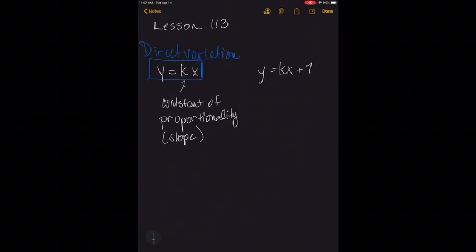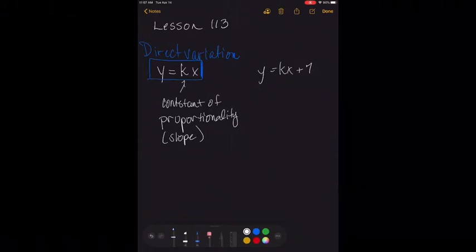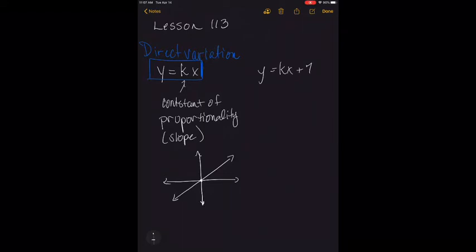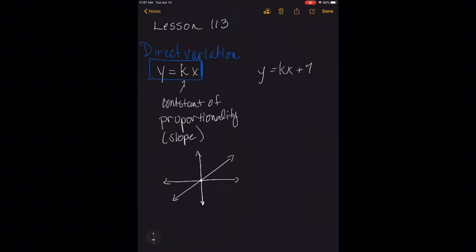One of the things you need to know and understand is that if you were to graph a direct variation, your line will always go through the origin. It may not look just like that. The slope can definitely be greater or smaller, but it will always go through the origin.